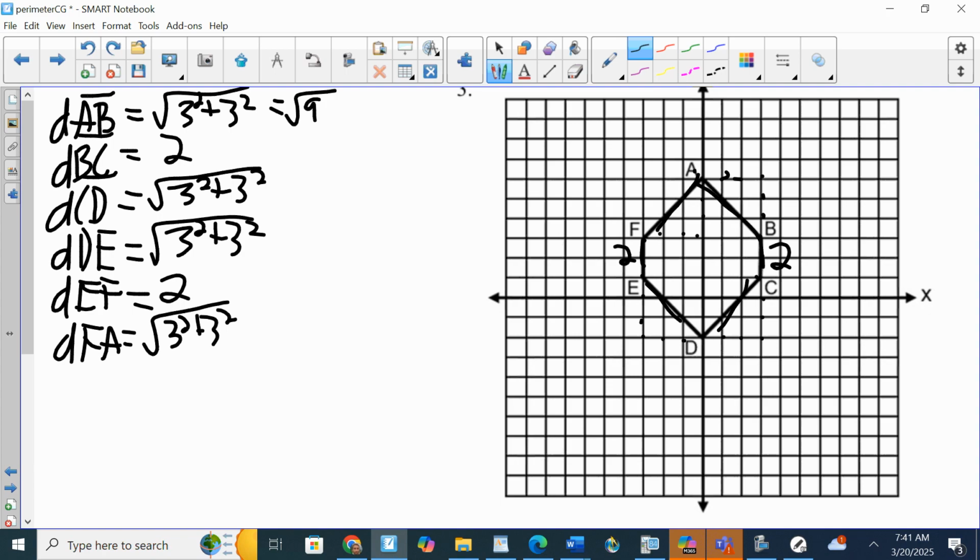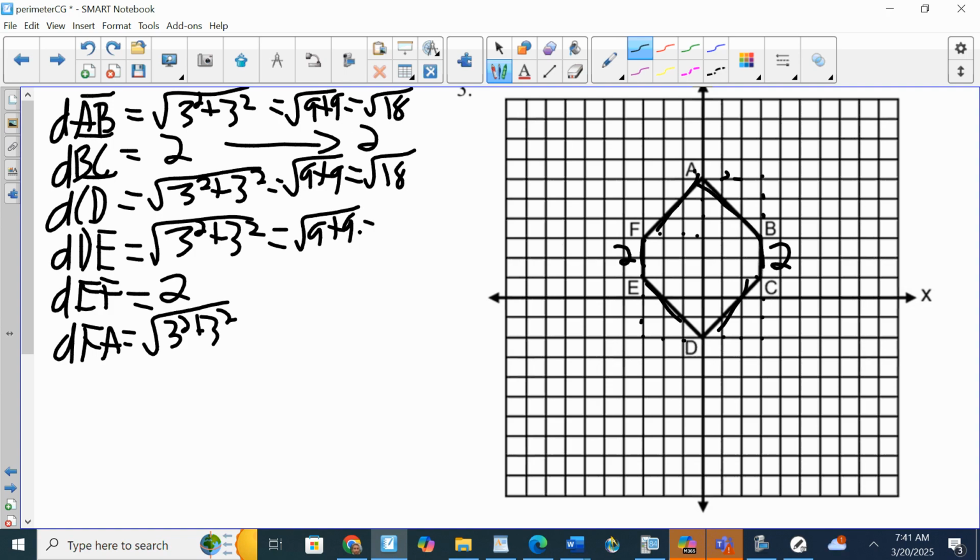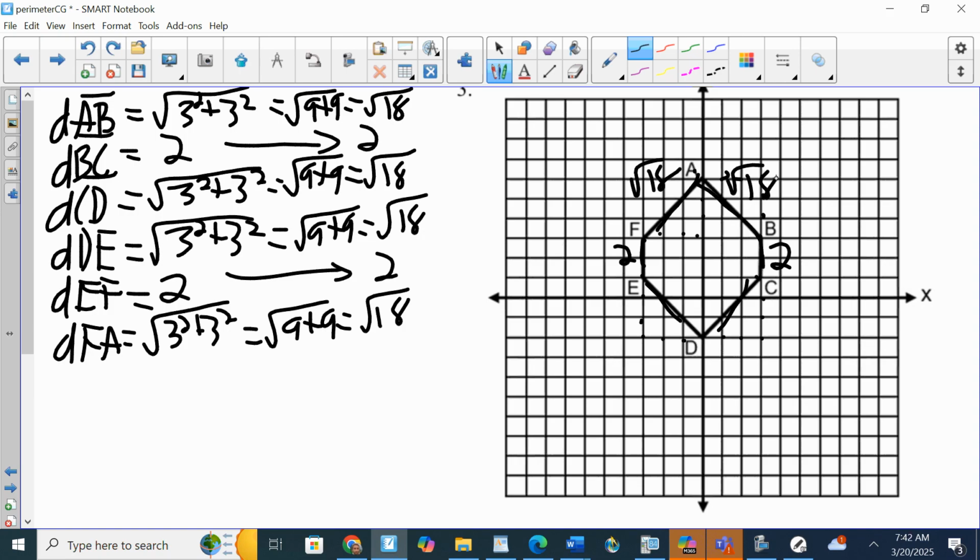So we've got 9 plus 9, which is radical 18. This one, again, 9 plus 9, radical 18. 9 plus 9, radical 18. This one is 2. 9 plus 9, radical 18. I got 6 sides. Again, if you want to write them in, you can. And now to find perimeter, going back to elementary school, I just add all my sides together. So I have 4 rad 18s. So I'm going to write 4 rad 18 plus 2 and 2 is 4.